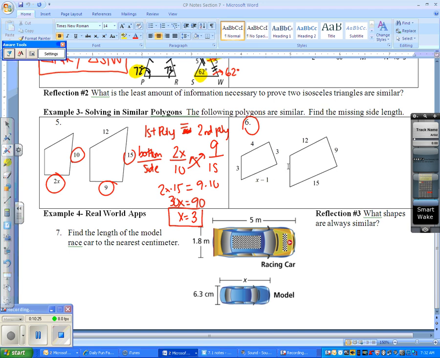You're going to do the same thing for number 6. Number 6, they give you a little bit of information. Again, just take 2 sides. You do not have to compare all 4 sides. For example, I didn't even use this 12. I didn't need it.